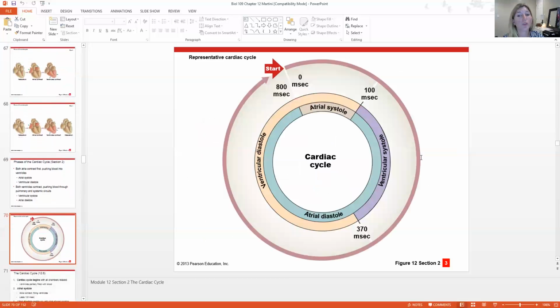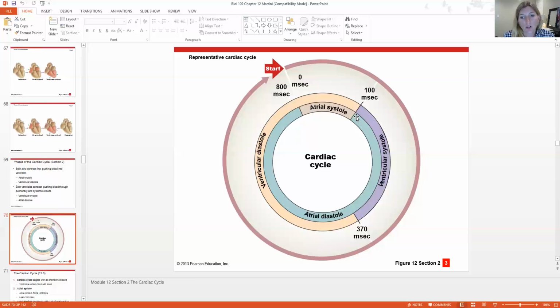So here you see the whole thing diagrammed out in a little bit more detail. This inner line is representing the atria. This outer line is representing the ventricles, and this is representing time in 800 milliseconds. So it's not even a second that this happens. So we'll start here. Atria contract. As the atria contract, our ventricles are resting.